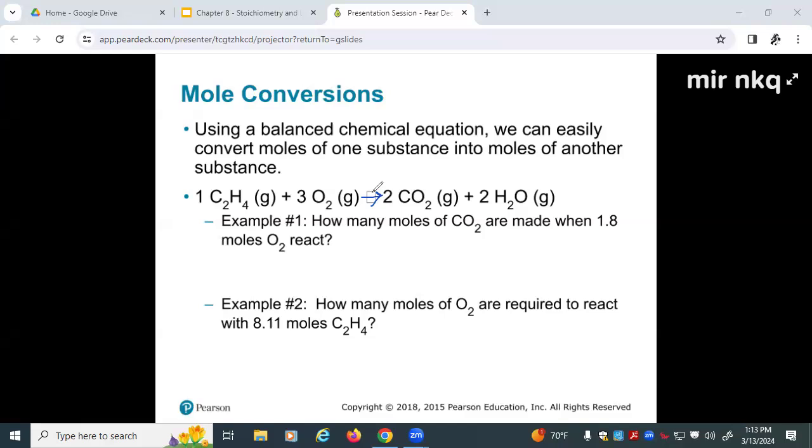But here we've got a balanced chemical equation. It's the same balanced chemical equation that we were looking at in the example before. We've got ethylene reacting with 3 oxygen to make 2 carbon dioxide and 2 waters. The question is, how many moles of carbon dioxide are made when 1.8 moles of oxygen react?